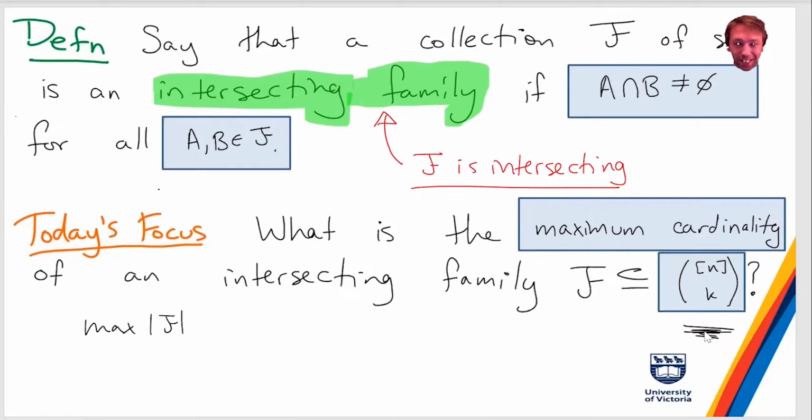That's a good observation. I think that's coming pretty soon. But maybe we can say it now: if K is bigger than n over 2, it's going to be pretty hard to have two sets that don't intersect, right? Everything intersects if K is bigger than n over 2. So the answer is going to change depending on the value of K.